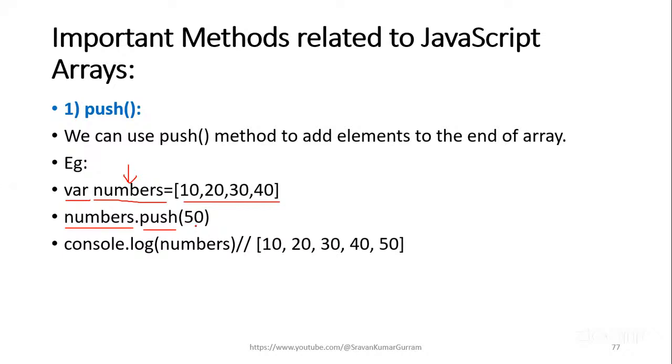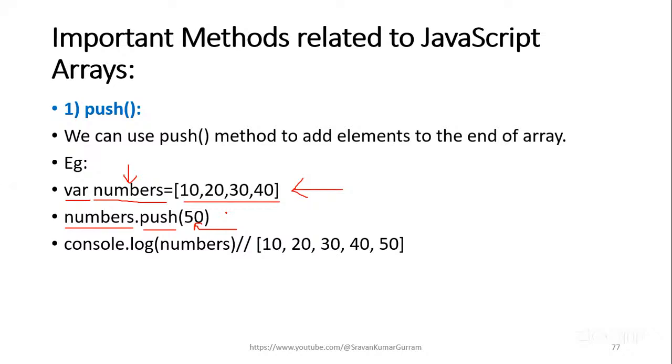And this method takes one argument. We need to pass that argument. Then that argument will be added at the end of the existing numbers in the array. Before adding 50, the numbers in the array are 10, 20, 30, 40.